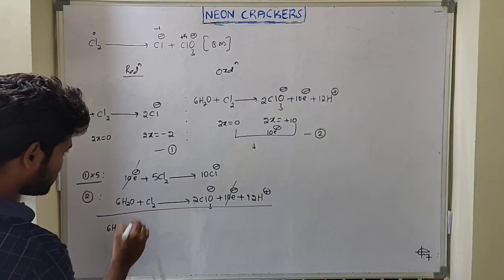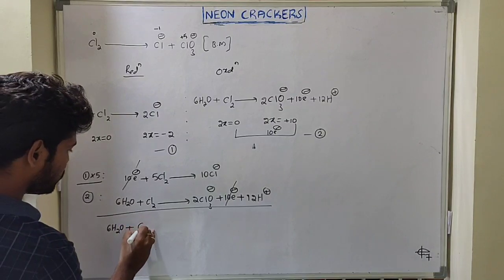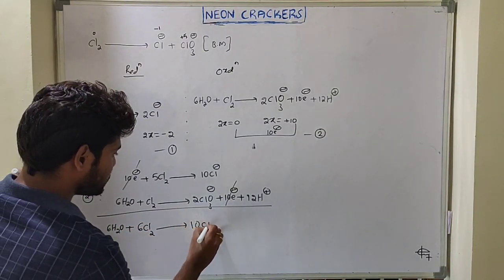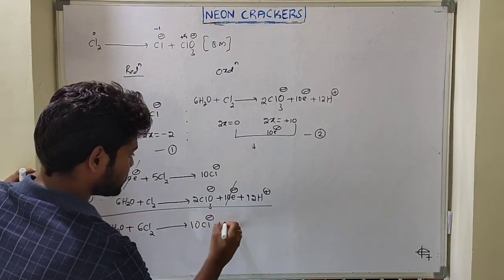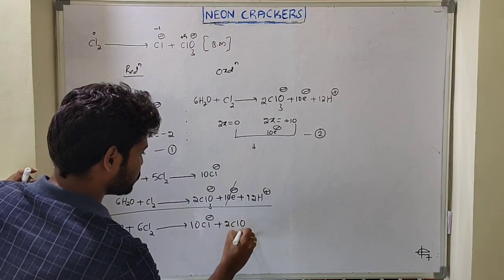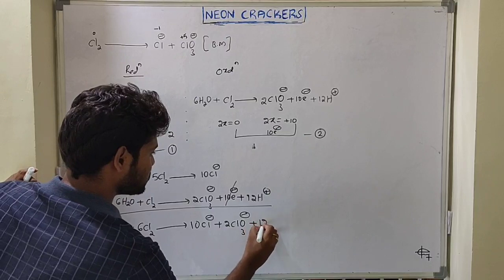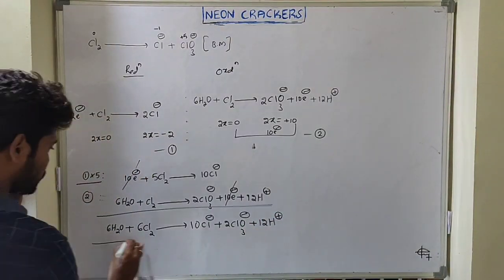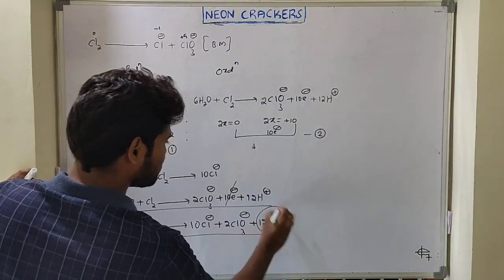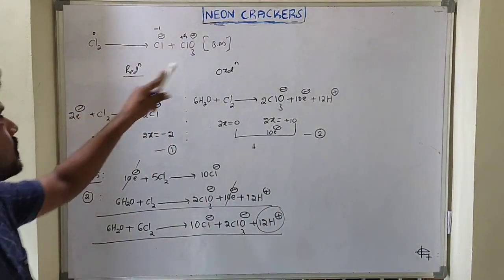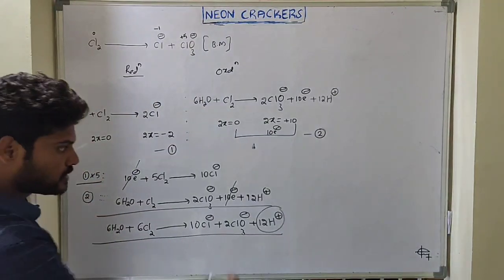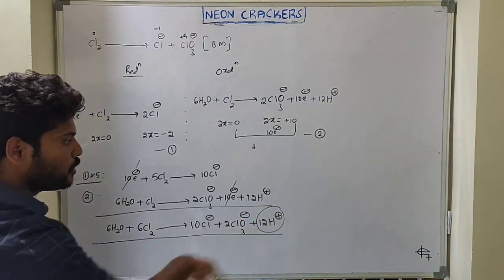6H2O plus 5Cl2 plus 1Cl2, that is 6Cl2, gives 10Cl minus plus 2ClO3 minus, and the rest is 12H plus ions. And do one thing: what is the medium here? Acidic medium only, but the question is about basic medium. In basic medium, as I told you already, the same number of OH minus would be added on both sides.